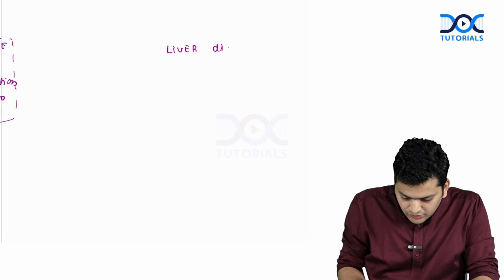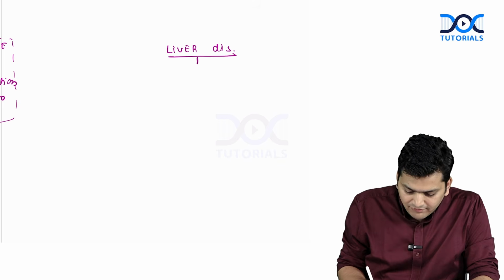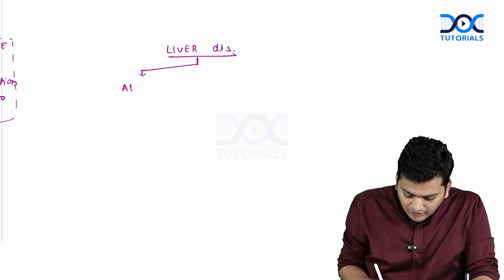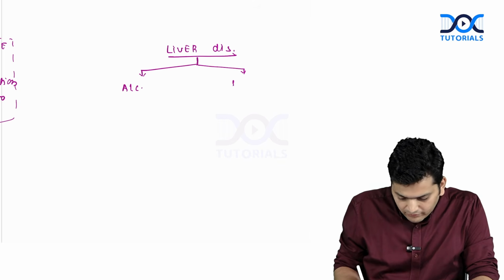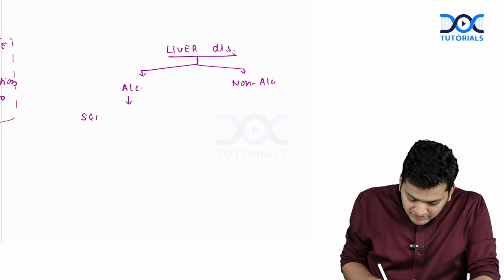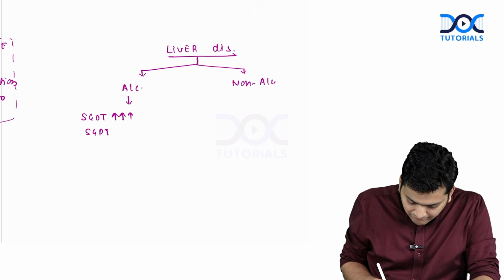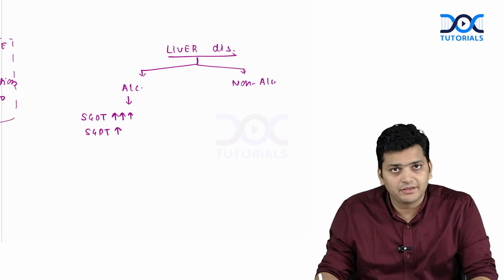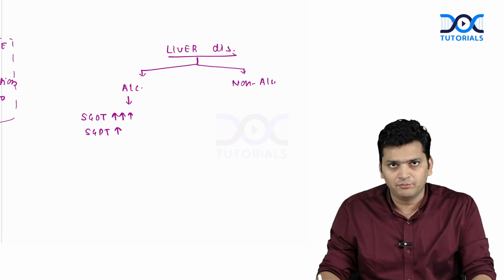In gastroenterology also you discuss this. Liver diseases can be divided into two categories: either alcoholic or non-alcoholic. It is seen that in alcoholic liver disease, the SGOT is going to increase significantly more than the SGPT. If there is alcoholic hepatitis, the SGOT will increase significantly more.